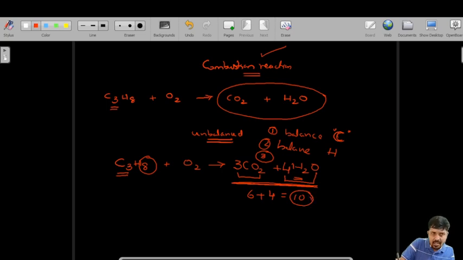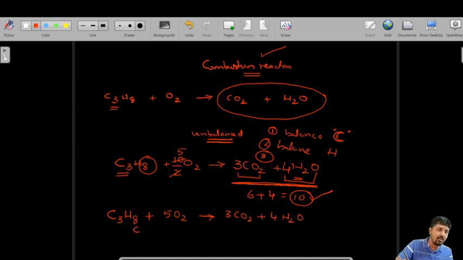So what is the number here? You write 10 by 2 here. What is 10 by 2? 5. So balance it now. Write down C3H8 plus 5O2 gives rise to 3CO2 plus 4H2O.